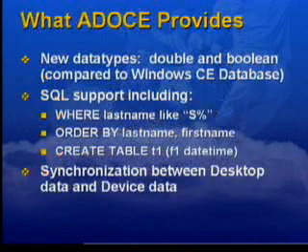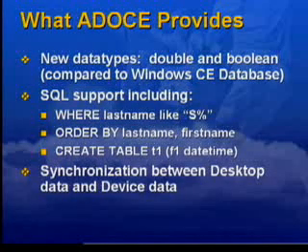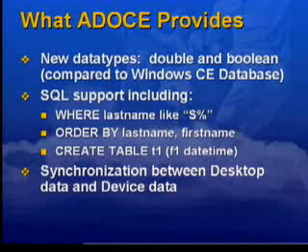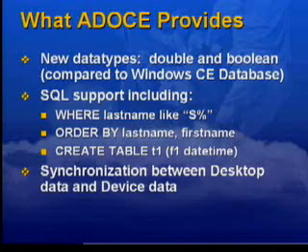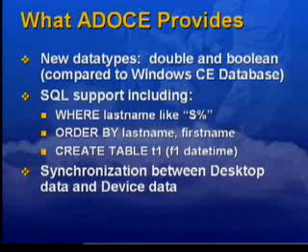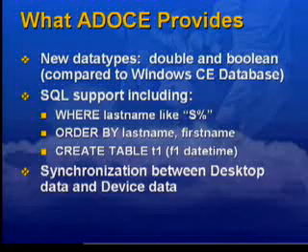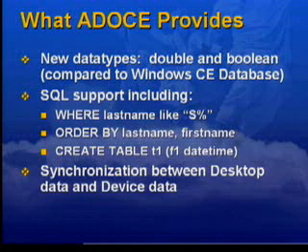So what does ADO CE today provide over the current Windows CE database? Compared to the Windows CE database, it provides a couple new data types, double and Boolean, that we map onto the Windows CE database. It supports a SQL query processor. It's not a full-fledged one like you'd expect to see on the desktop. It's a subset of that, but it does have support for where clauses, order by, creating tables, creating indexes, dropping tables, dropping indexes. It also provides a synchronization between desktop data and device data. We'll talk about that in just a minute.